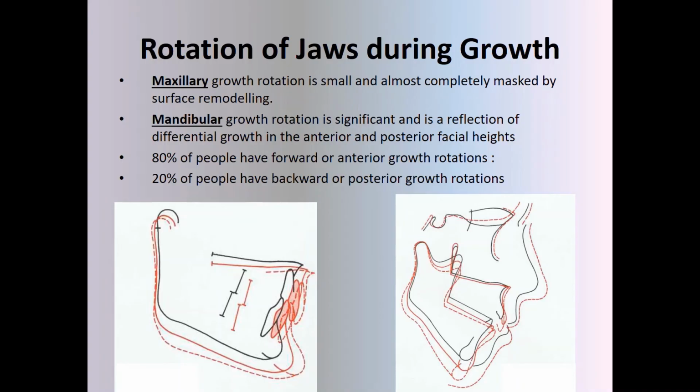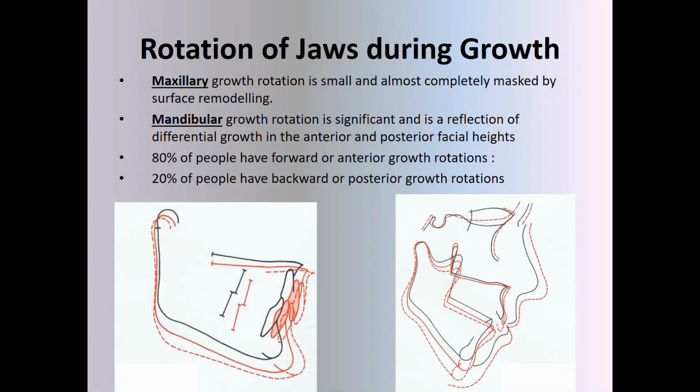Rotation of the jaw during growth. So it's not a simple one dimension. It's not just forward, downward growth direction. There's also rotation that is happening for the maxilla, because we know that the primary and the secondary displacement of the maxilla is opposite to the bone remodeling. Then growth rotation is almost completely masked by surface remodeling, as if the maxilla is not changing in position with all these things going on.